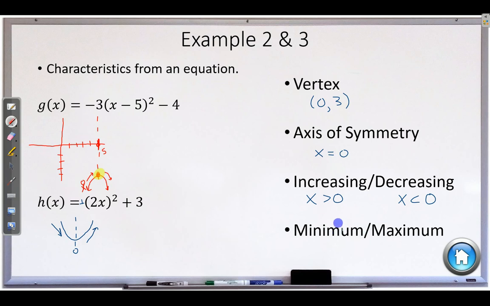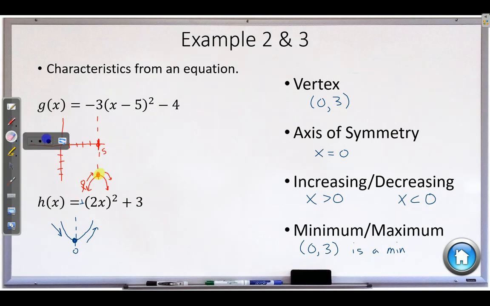So, do we have a minimum or a maximum? Our vertex is at the bottom, so our parabola does have a minimum at the vertex. 0, 3 is a minimum. All right, we got all our characteristics there. Hopefully that's making some sense.